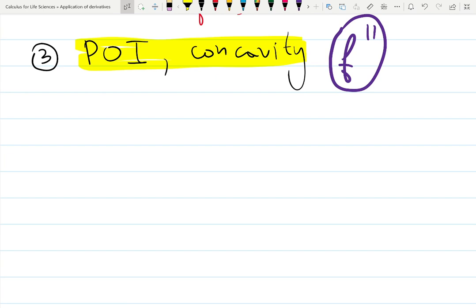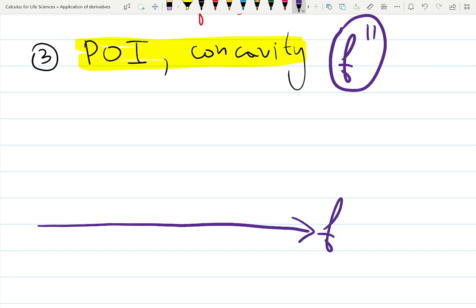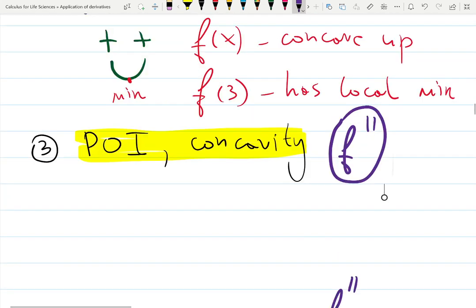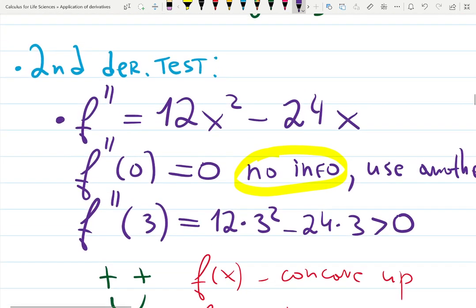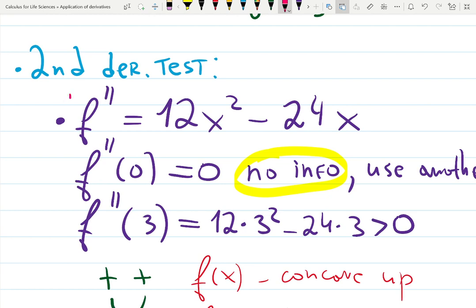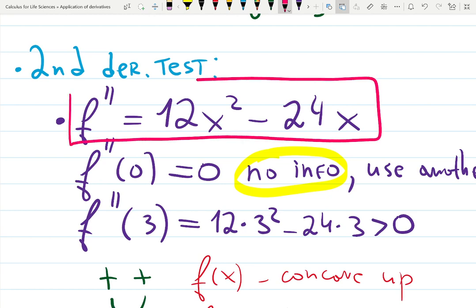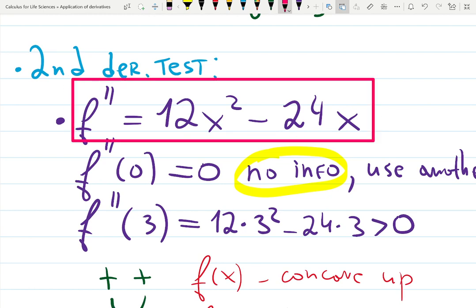Second derivative sign line will show you everything about concavity and points of inflection, because that's exactly the rate of the rate, rate of change of rate of change. It's a second derivative. We're drawing a sign line for the second derivative now. That is why when you take a second derivative, put it in the box right away, because we will need it. And I did not do that, you see. 12x squared minus 24x, put it in the box.